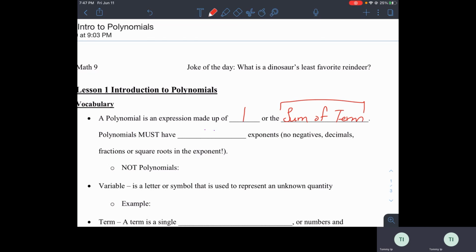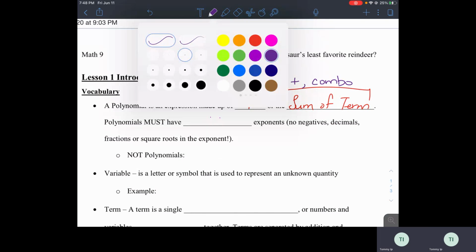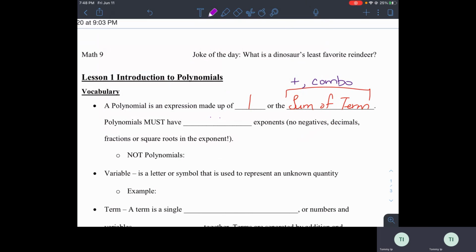This means we know that sum is just another way to say addition, or we can even say a combination. I'll explain a little more as we go on. This is just a little setup. So polynomials must have positive exponents. There are no negative exponents, decimals, fractions, or square roots.